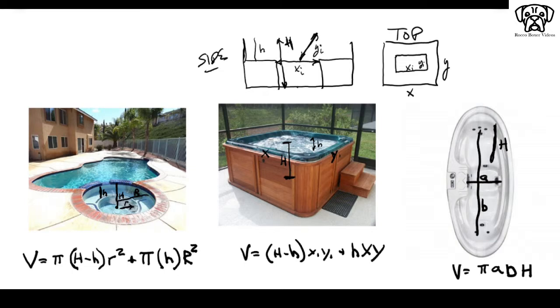So the volume of that round one is going to be pi times the height times the radius squared, and the height between the top and the bottom, basically from the bottom of the seat to the bottom of the hot tub, is going to be that big H minus that little h. And then if you multiply that by r squared, you've got the volume of the portion of the hot tub up into the seat.